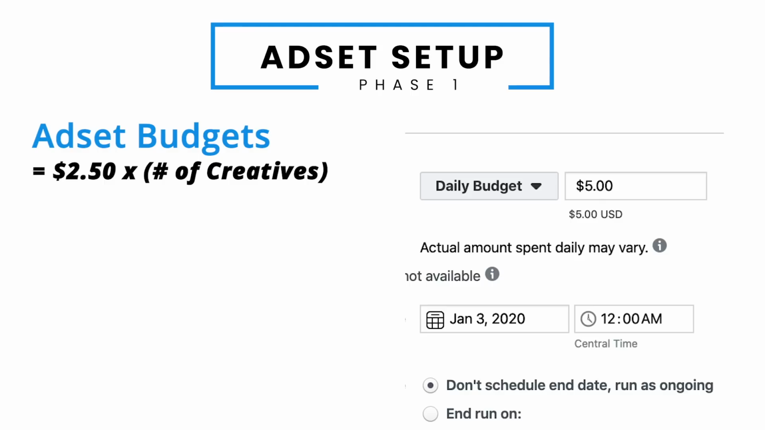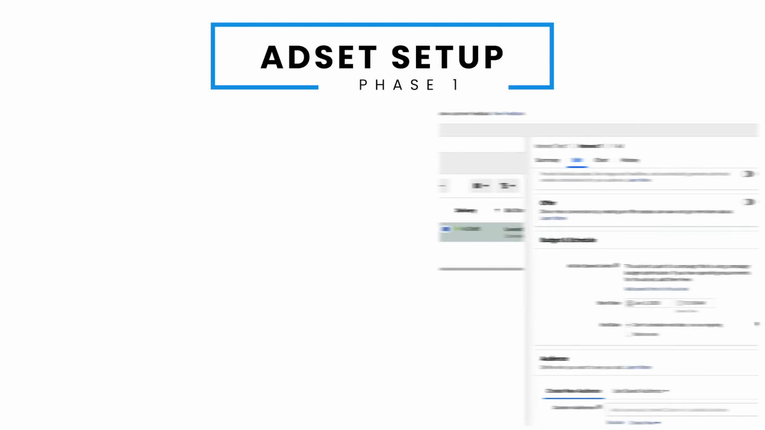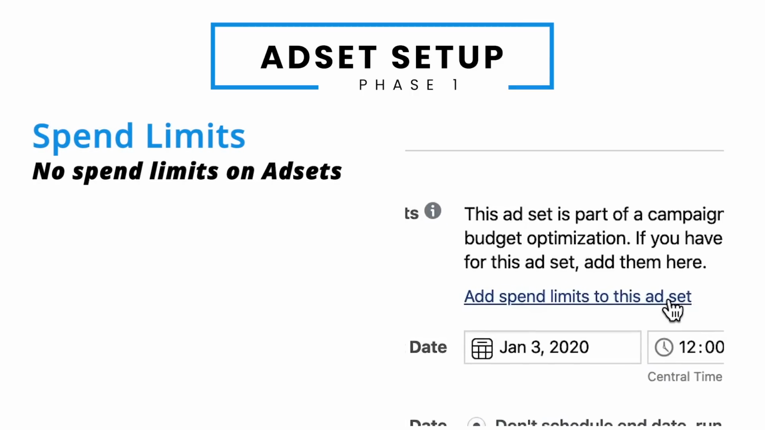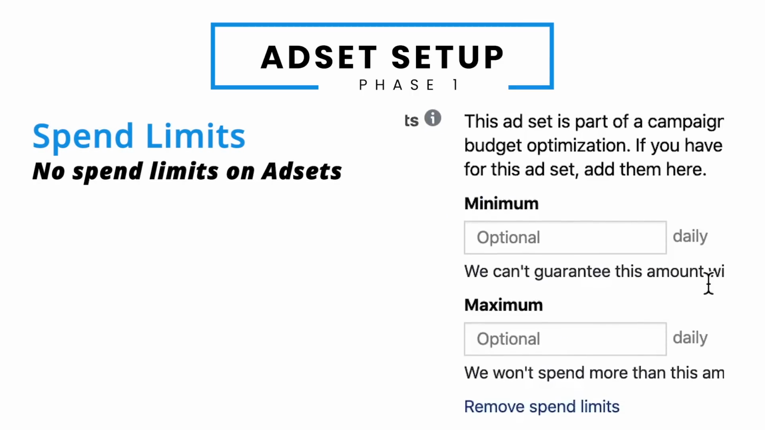For example, you should set a daily budget of $10 if you want to test 4 creatives. If you have CBO turned on, you'll get an option to add spend limits to the ad set. This is where you can set a minimum or maximum daily spend for your ad set instead of giving Facebook full control over how much each ad set spends.